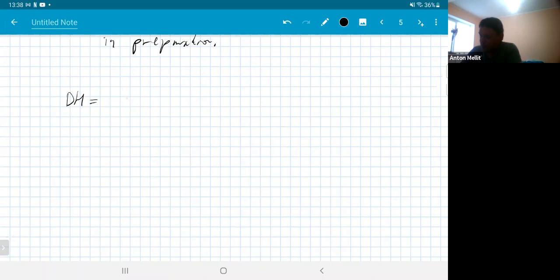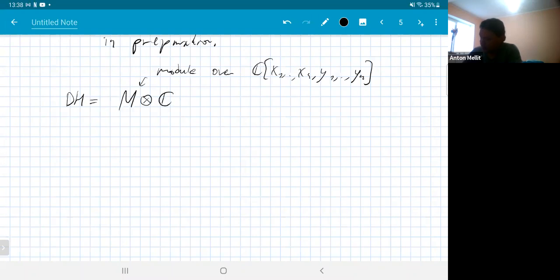So you have some module, some M, which is a module over the polynomial ring in X and Y variables. And diagonal harmonics would be simply taking the tensor with C over this ring.